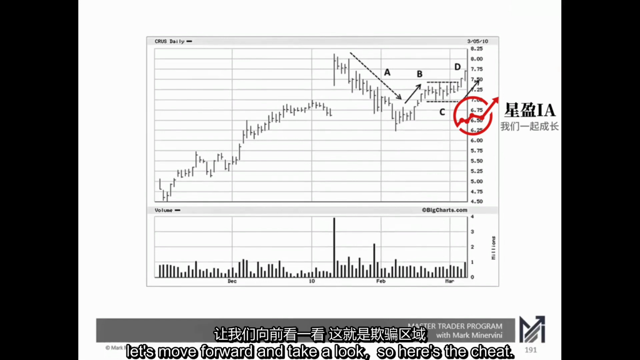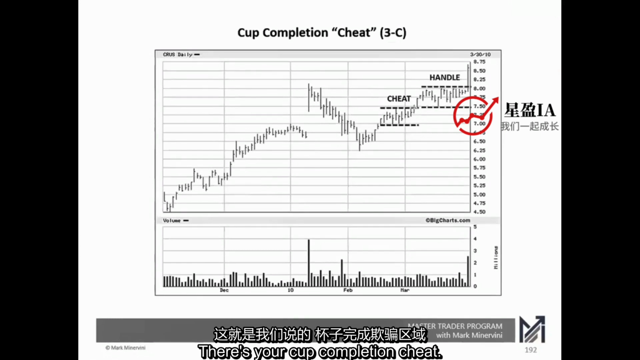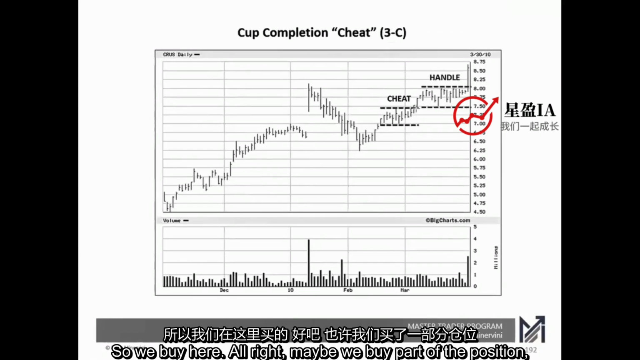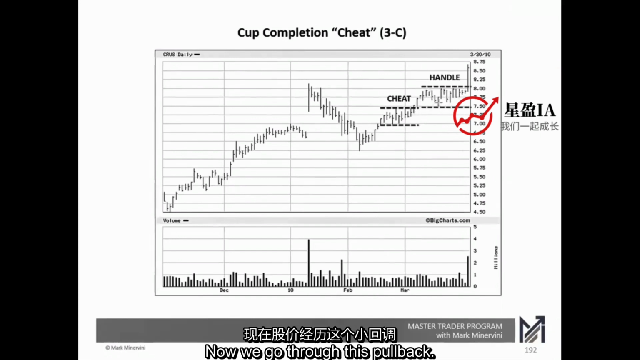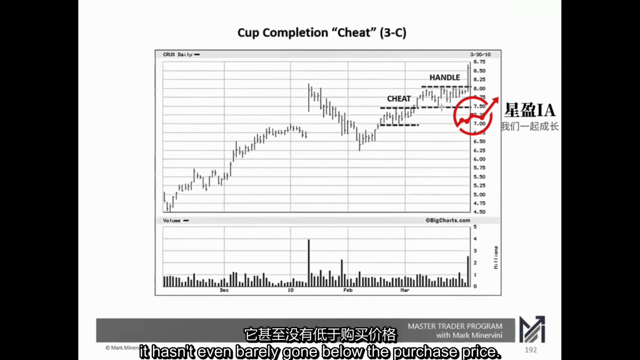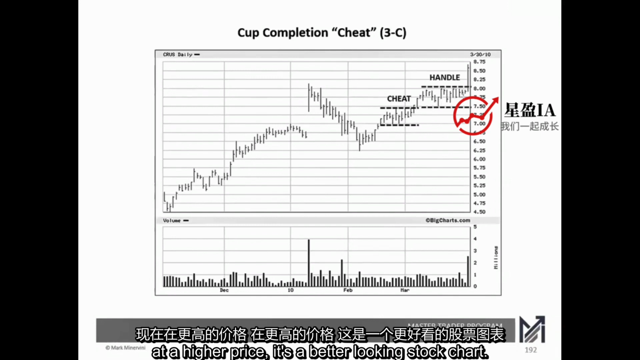All right, let's move forward and take a look. So here's the cheat. There's your cup completion cheat. So we buy here. Maybe we buy part of the position, and now we can pyramid up, or we buy the whole position. Now we go through this pullback, and it should have never stopped you out. It hasn't even barely gone below the purchase price, and it sets up even better. This is even a better looking stock chart now at a higher price. Okay, at a higher price, it's a better looking stock chart.